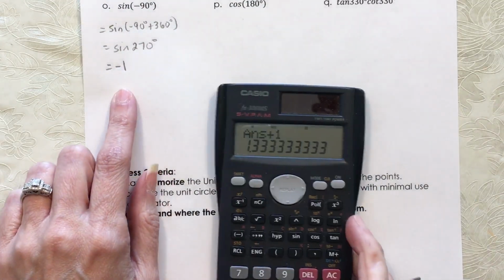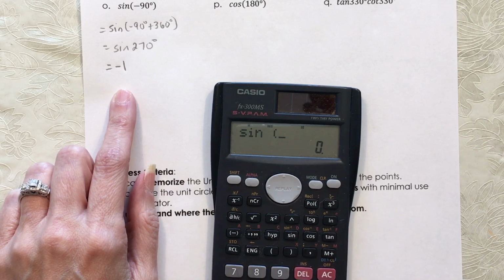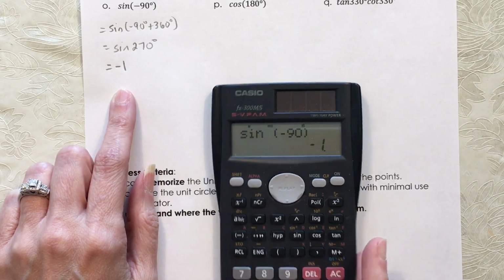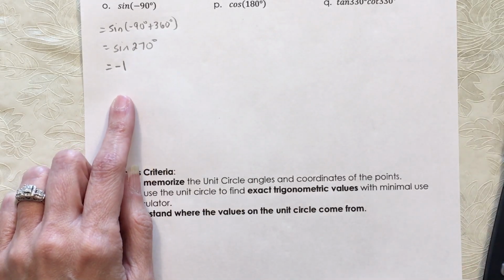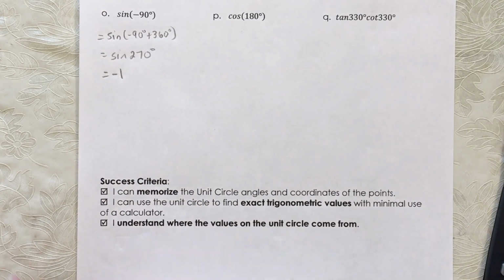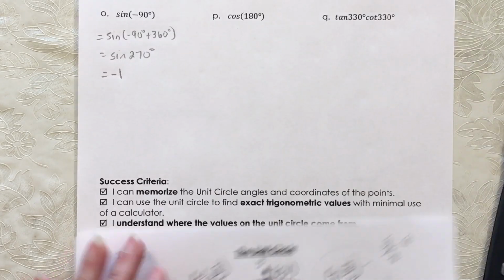And then let's try that on our calculator. So the sine of, I'm going to use brackets, negative 90, gives negative 1. Cosine of 180, so cosine is the x value at 180, also negative 1.